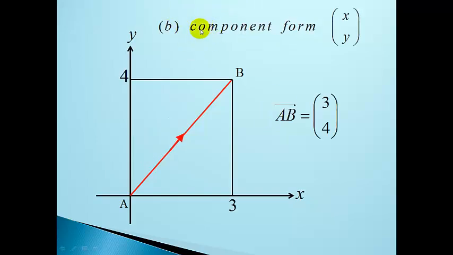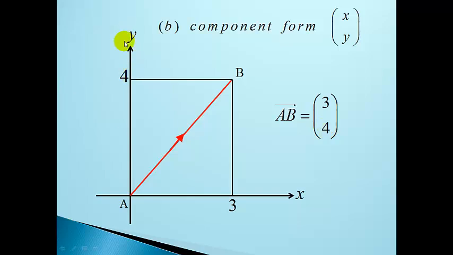Now we can also represent a vector in the component form as shown. We have x and y. Example, vector AB equals 3, 4. Take note that 3 is the x coordinate and 4 is the y coordinate.